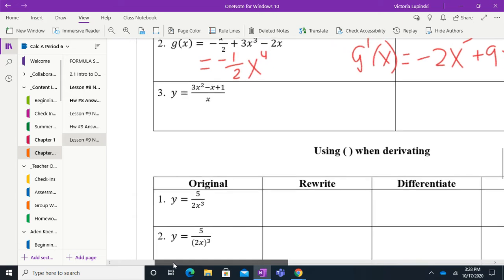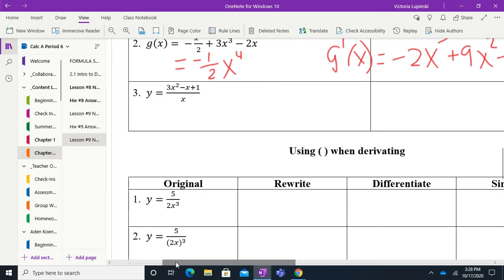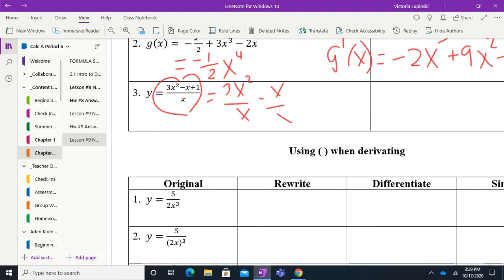Finally, if we take a look here at number 3, right now it looks like a quotient, looks like a division. How do you take the derivative of something with a quotient? Well, you haven't learned that yet. So as you go to do tonight's homework, if the problem looks like something that you haven't learned a rule for yet, that means you have to go ahead and rewrite it. The way that you would rewrite it here is, I don't know if you remember back in the day, basically, if you have more terms on the top as opposed to the bottom, you're allowed to break it up, each numerator over the denominator. So that would give you 3x squared over x minus x over x plus 1 over x.